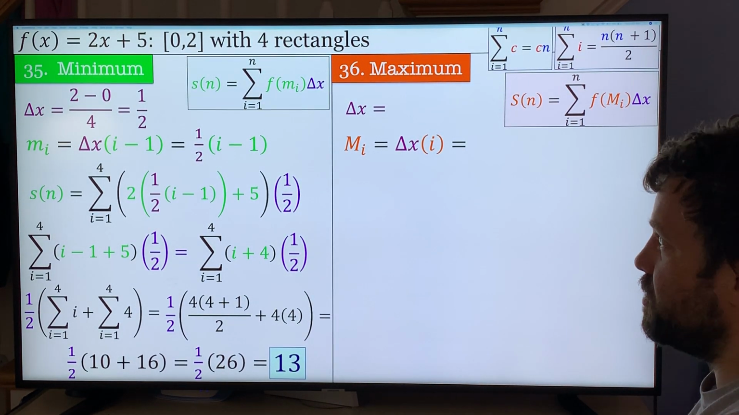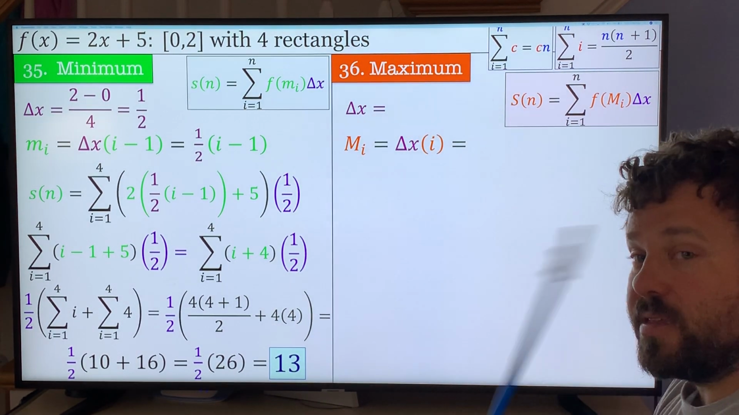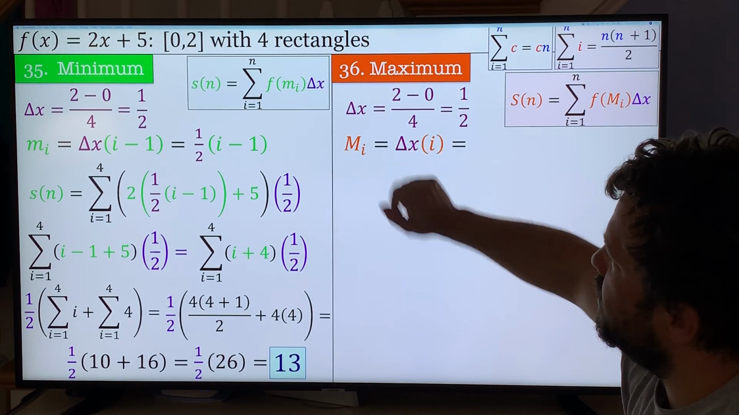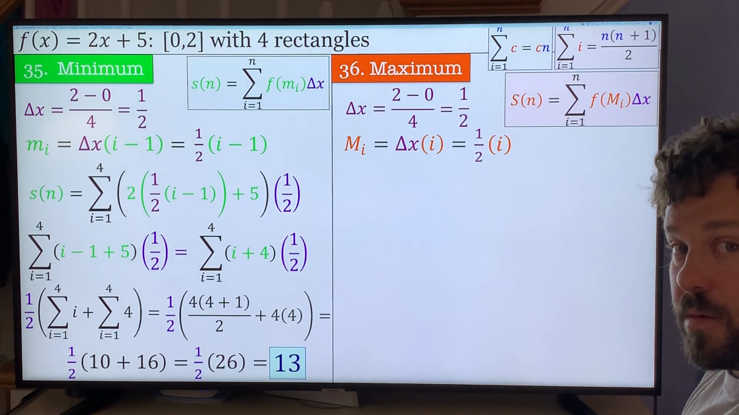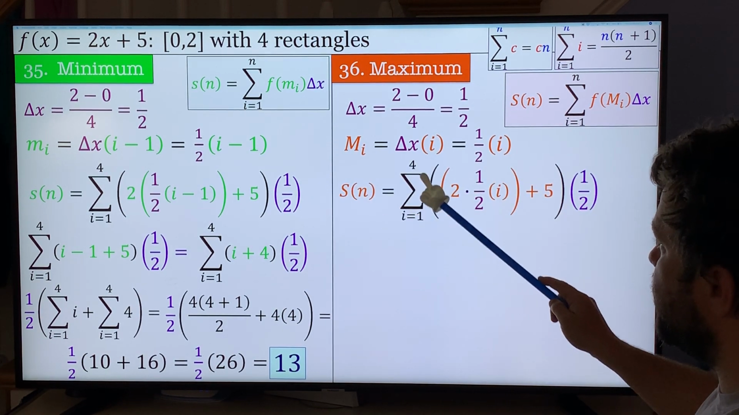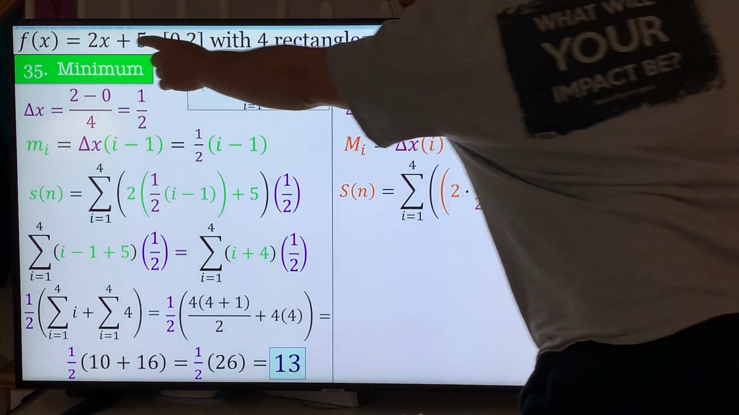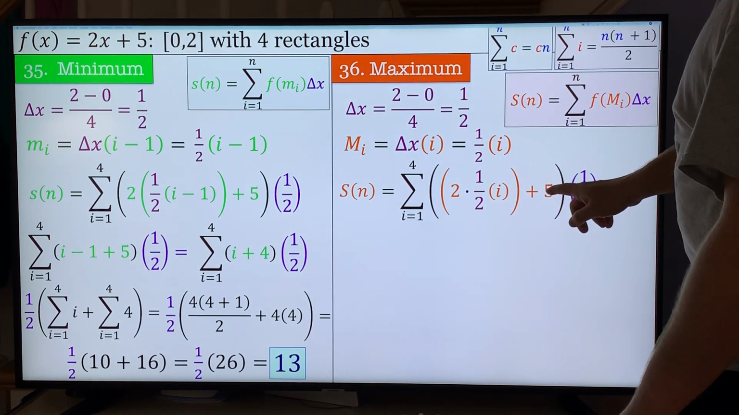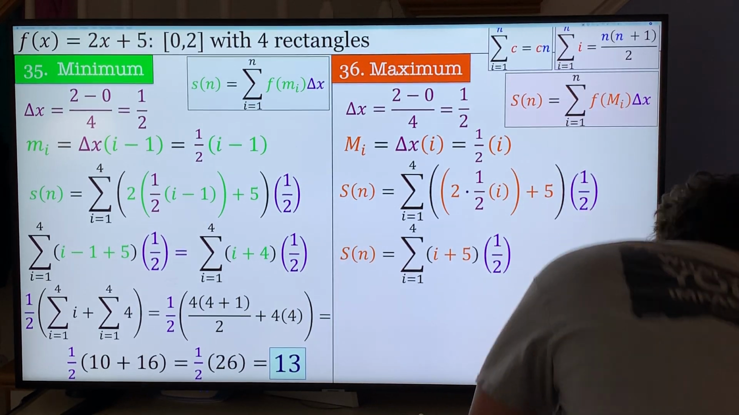Minimum, maximum. Let me show you how they're different. Delta x here is always the same, still 1/2. Only difference is this part: delta x times i, so 1/2 i. So big S of n equals the sum from 1 to 4. We're going to take this 1/2 i and plug it into the x. So 2 times 1/2 i plus 5, times 1/2. 2 times 1/2 is just i, plus 5, times 1/2.